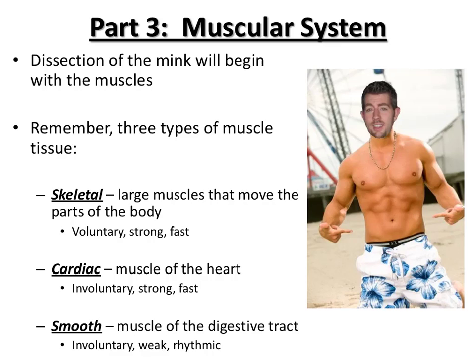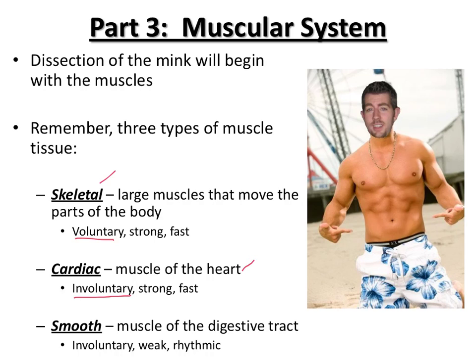to identify. Remember, there's three types of muscle out there in terms of tissues. You've got skeletal muscle, which are those large muscles that move the body. Remember, these are voluntary, and they're very strong, and they're very quick in terms of their contraction. Cardiac is muscle of the heart, so we will see that later, but not really having different types to identify. Remember, it's also strong and fast, but it's totally involuntary.